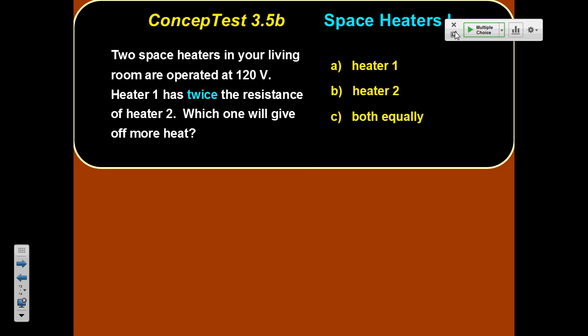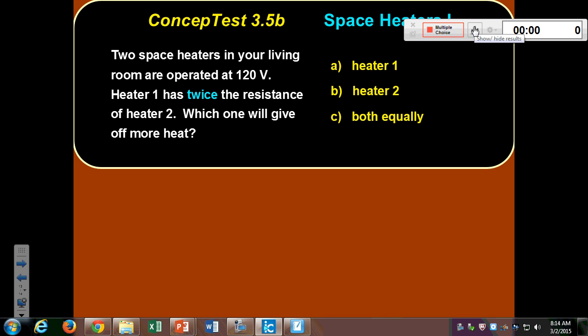Two space heaters. One has twice the resistance. Which one gives off more? Heater 1, which has the bigger resistance, Heater 2, which has the smaller resistance, or are they both the same? They're both operated at 120.